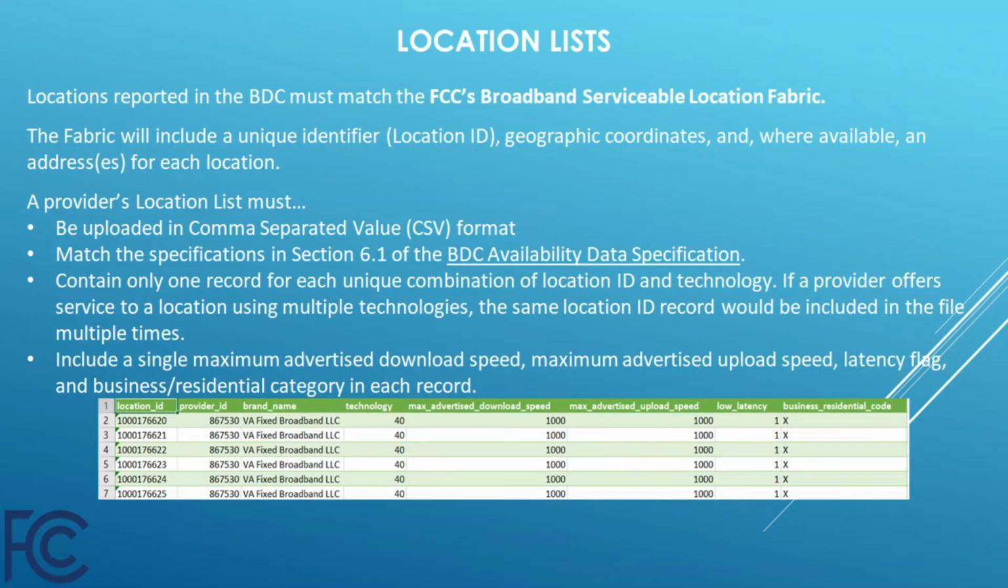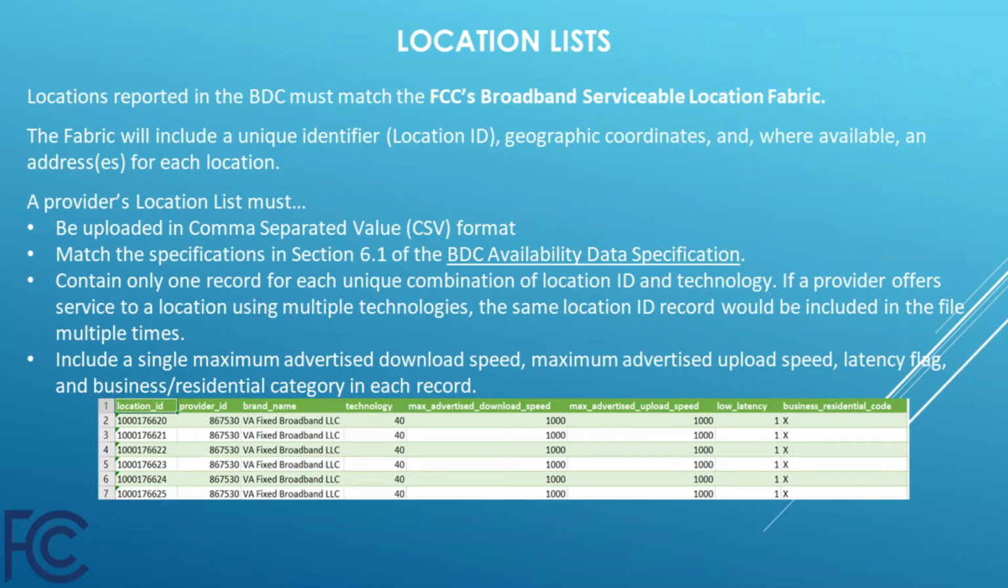If a provider offers service to a location using multiple technologies, a record with that location ID should be included in the file multiple times, but there should be only one record for each unique combination of location ID and technology. A record for each location ID should include, in addition to the technology code, fields for the brand name, maximum advertised download speed, maximum advertised upload speed, the latency flag, and business/residential category of the service offered at that location. A screenshot of sample data is shown here.